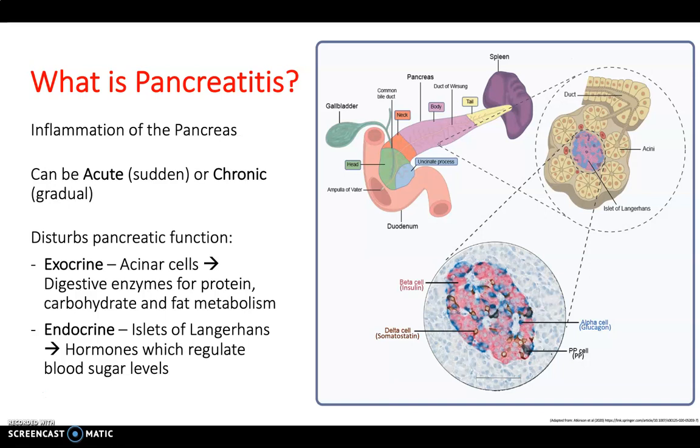And you've also got your pancreatic polypeptide cells, which produce pancreatic polypeptide, and this plays a role in both the endocrine and exocrine functions of the pancreas.